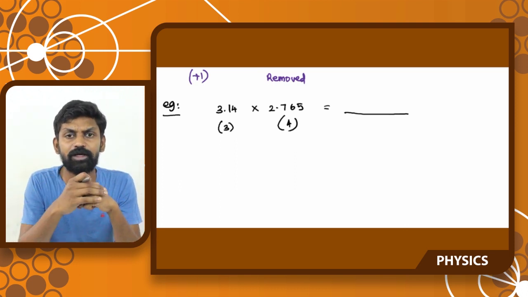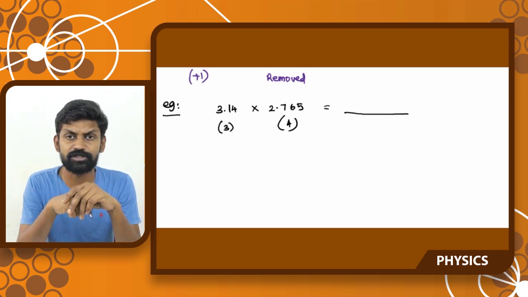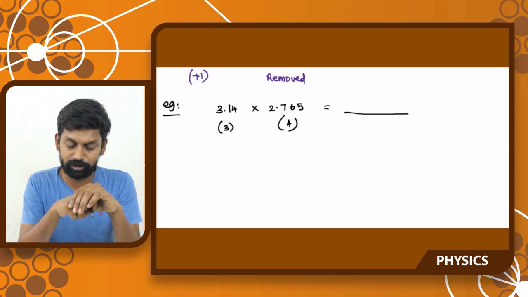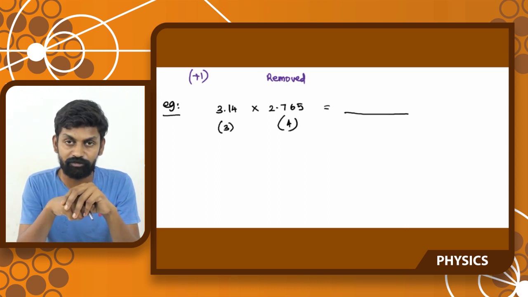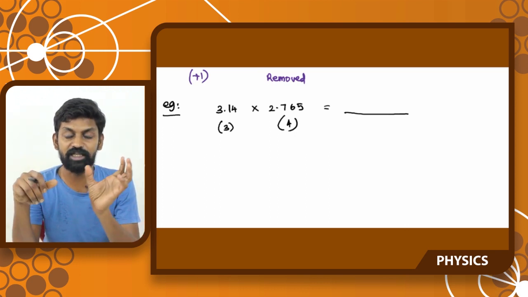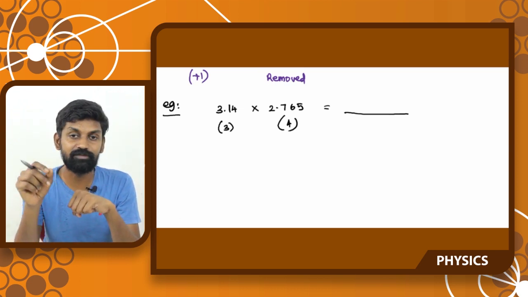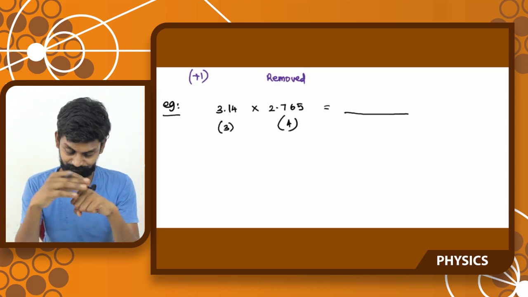So, when we are performing all these arithmetic operations, other than calculations, another important aspect is to count the number of significant figures in each number, and then give the least number of significant digits to the final answer.